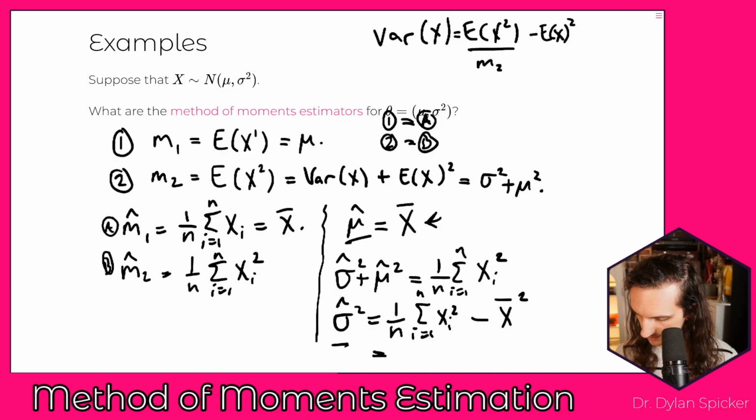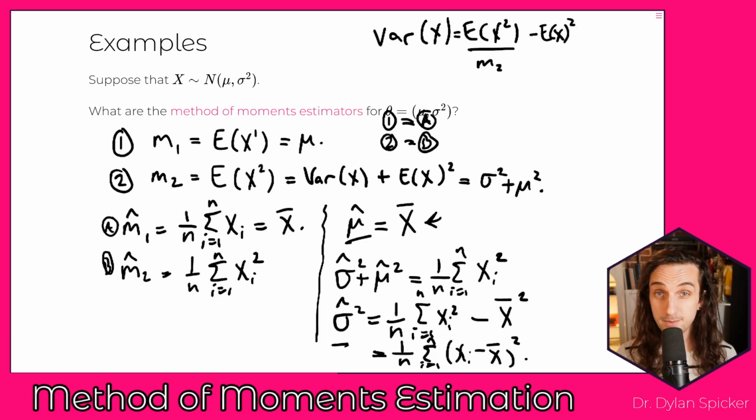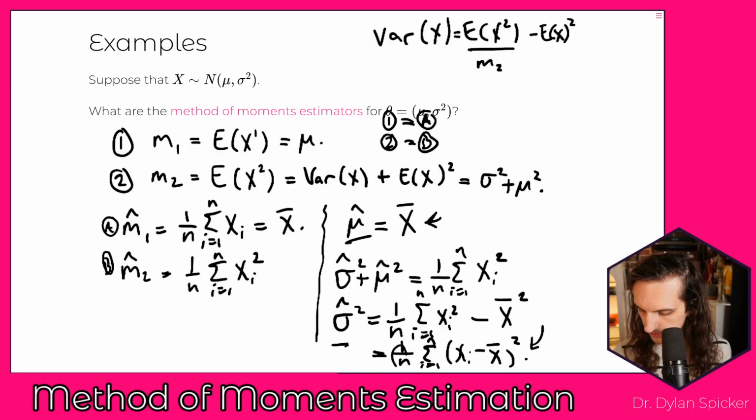But we can also write this as 1 over n, the sum from i equals 1 to n of xi minus x bar, squared. Okay, and so this is similar to our sample variance here, but it's not quite the sample variance. This is not dividing by n minus 1, it's only dividing by n. And so following this procedure, we get our method of moments estimators here.